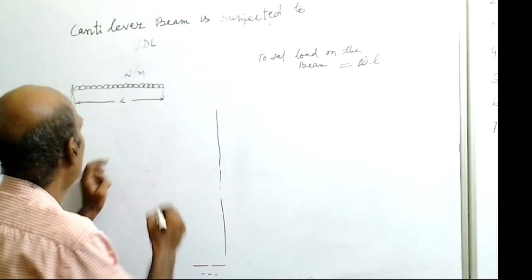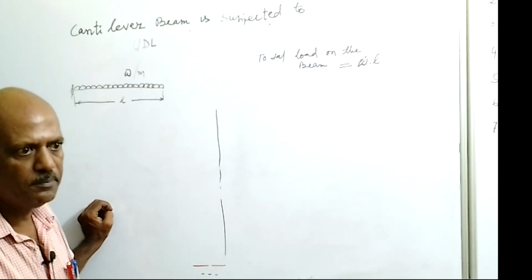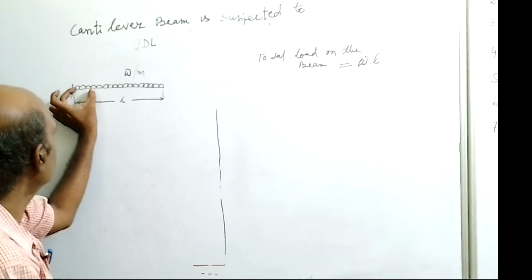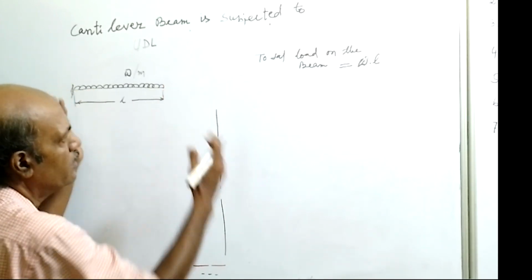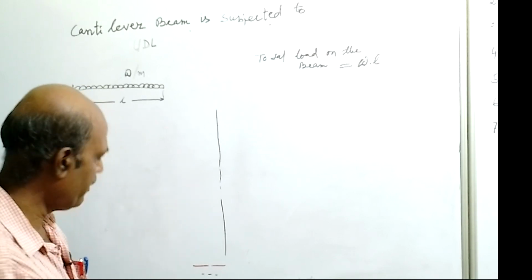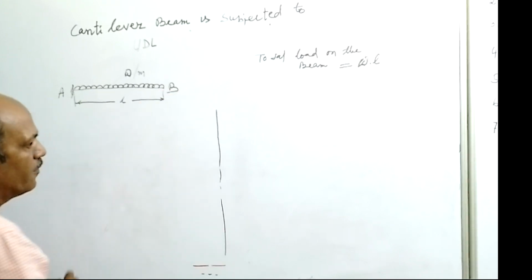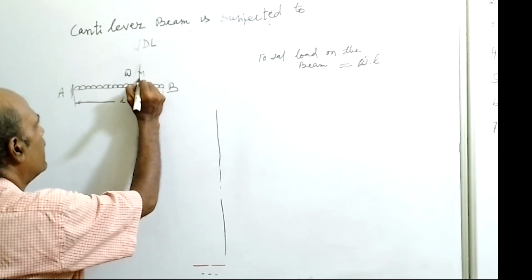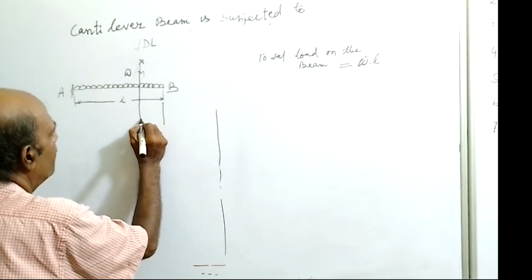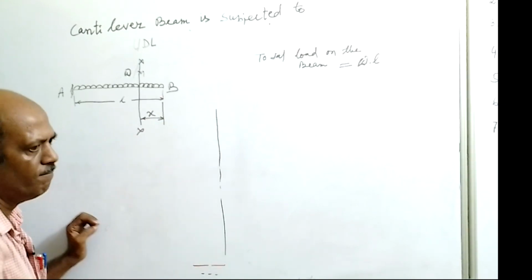So we have considered that small w is the uniformly distributed load acting over the beam. So total load per unit length is w, so for L length it is w into L. Now for drawing the shear force and bending moment diagram, give the name of the beam as AB. Now consider a section XX at a distance x from free end.